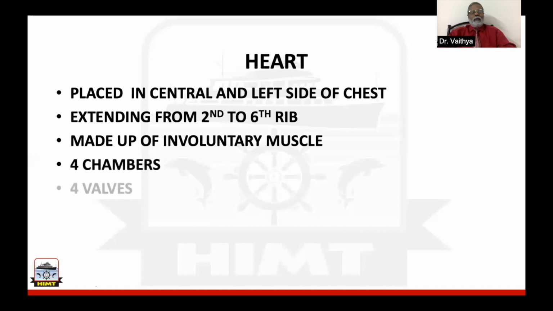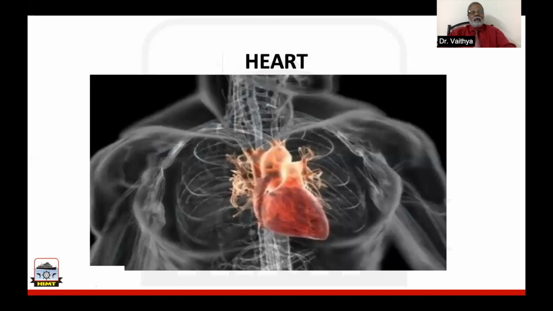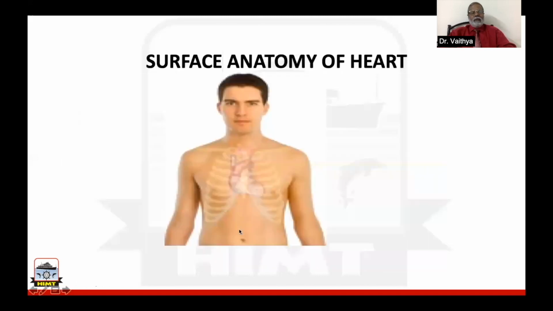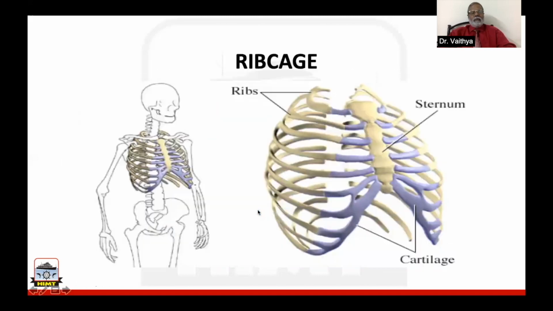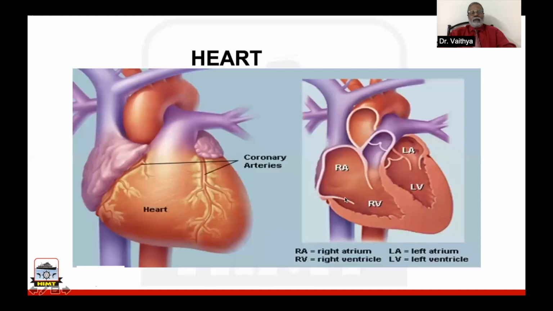And the heart has got 4 chambers and 4 valves. See, this is the extension from the second to the sixth rib. 4 chambers. This is chamber 1, this is chamber 2, this is chamber 3, and this is chamber 4. This is how the heart looks externally inside our body. This is the internal view.